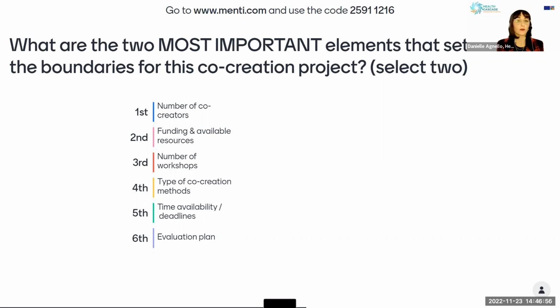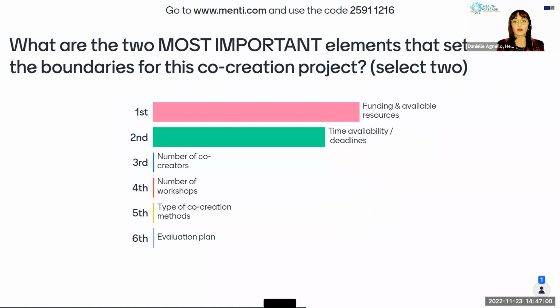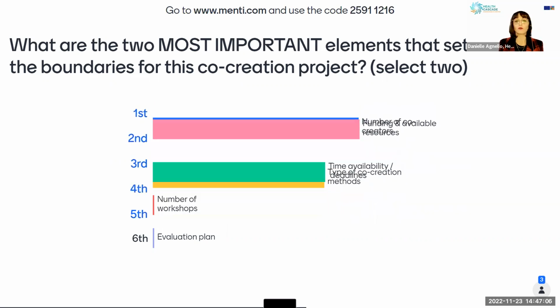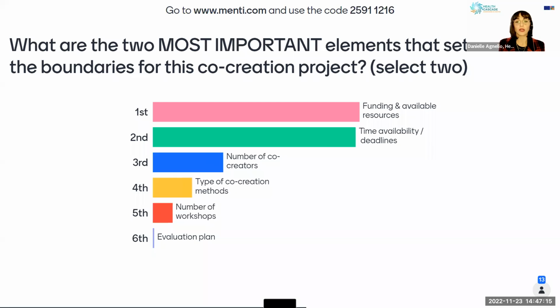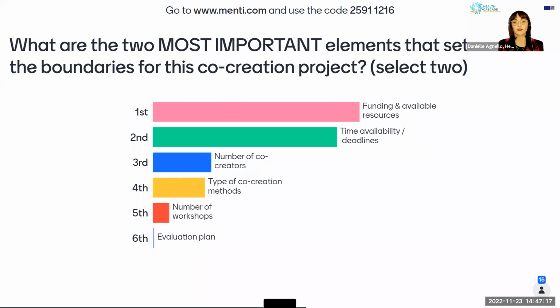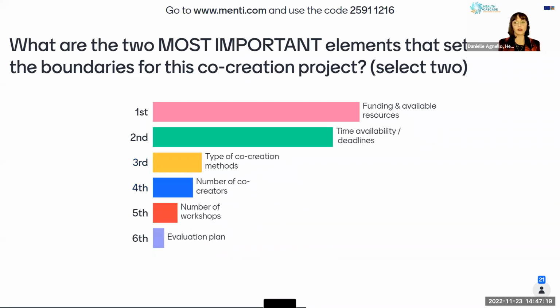So you can pick the number of co-creators might be the most important element. We have funding, available resources, time availability, deadlines they might be working with. We have the number of workshops, type of co-creation methods that the co-creators are using, and whether they have an evaluation plan. So I see some responses coming in.